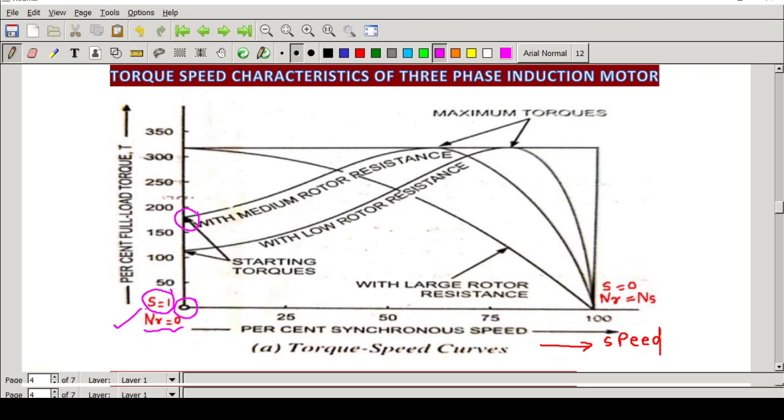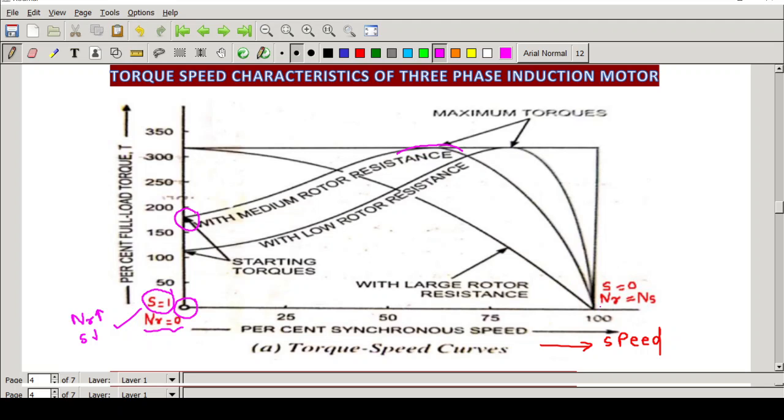Then slowly the rotor starts rotating. That means the value of NR is going to increase. When the rotor speed is increasing, the slip value will reduce, right? And you can see that it will reach this particular point where maximum torque is developed. And when slip is increased further, the torque will not increase, but will reduce, according to the relation T inversely proportional to slip.